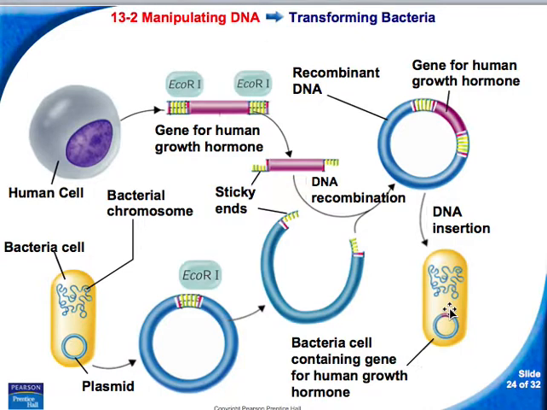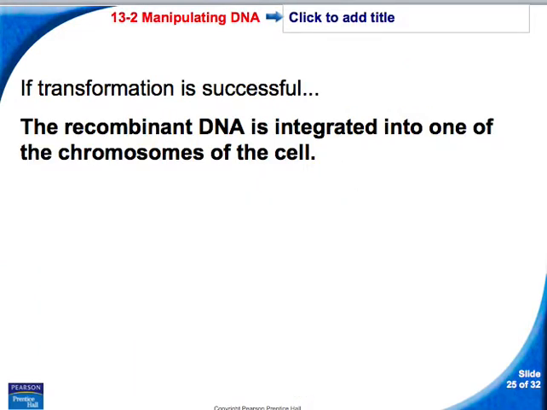Now all of a sudden, a bacteria cell that was just a bacteria cell now is a bacteria cell that will then start to produce that human insulin. And then the people can harvest it, and you have a cheaper version of insulin that isn't going to have the reaction problems like pig insulin. Transformation is considered successful when that recombinant DNA is completely integrated into one of the chromosomes of that new cell.